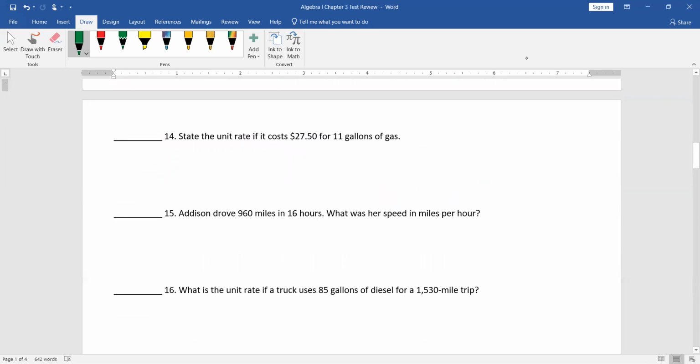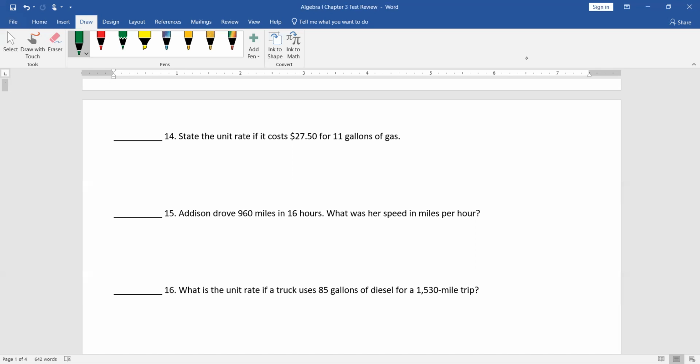All right, so page 2. This is the second page of your test 3 review. We're looking at some more unit rates in word problem form. So state the unit rate if it costs $27.50 for 11 gallons of gas.